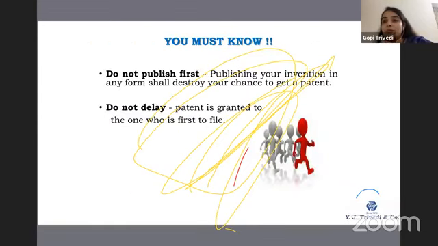Sunil bhai, can you please help me to stop this annotation because my screen is being scribbled.